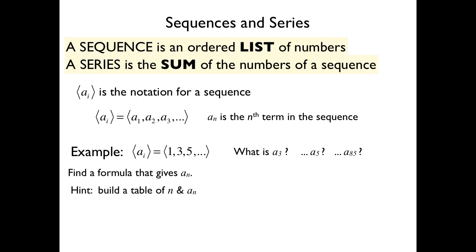Build a table of n and A sub n. So what do I mean by that? Make a little table here. When you see them side by side, a pattern can be a lot clearer. When n is 1, A sub n is 1. When n is 2, it's 3. When n is 3, let's write a couple more out. When n is 4, it's going to be 7. 5 is going to be 9. So now we can see how A sub n is determined from n. What's the pattern here? What do you do to n to get A sub n?